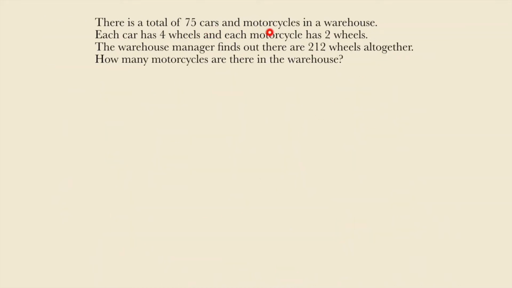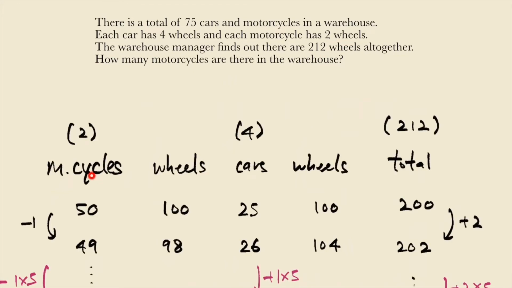Total 75 cars and motorcycles. Alright, so 4 each, 2 wheels. Yep, okay. 212 wheels all together. Diagram goes like this, 2 each for motorcycles, 4 each for cars. Total of 75. Let's guess 50 here and 25 here. Oh, not enough wheels, but we are really close. Okay, decrease the number of motorcycles, increase the number of cars by 1, and we get 202.